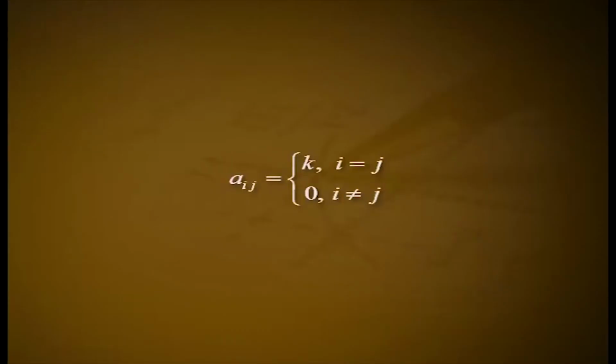That is, an n by n matrix A is a scalar matrix with all diagonal elements equal to k if Aij is equal to k if i is equal to j and 0 if i is not equal to j.